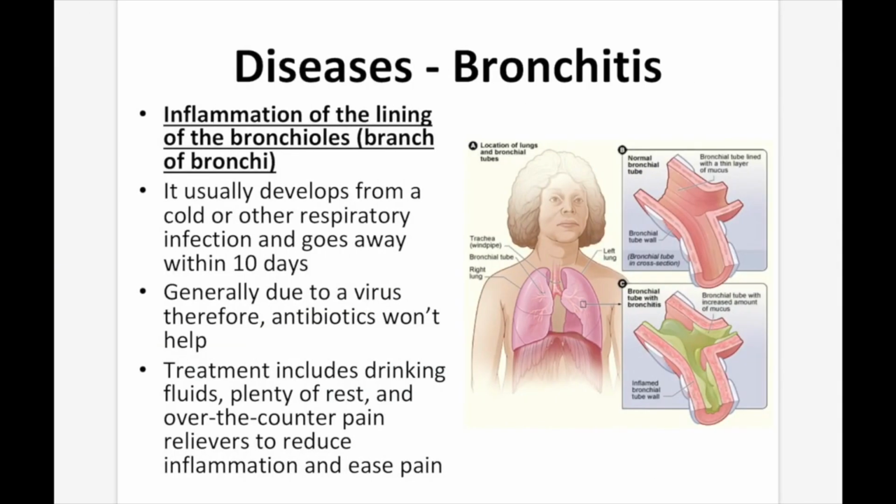Bronchitis. So right from the name, bronchitis, we know it's going to be something to do with the bronchi. In this case, a branch of the bronchi, called the bronchioles. Remember when we branched down further and further, we got to the bronchioles. And what happens, it's very much like asthma, where we're going to get an inflammation of the lining of the bronchioles, which is going to cause less air to be able to pass through them. Now, it usually develops from a cold or other respiratory infection and goes away within 10 days. It's also generally due to a virus, therefore antibiotics won't be very effective. Treatments include drinking fluids, getting plenty of rest, and over-the-counter pain relievers to reduce the inflammation and ease the pain and discomfort.